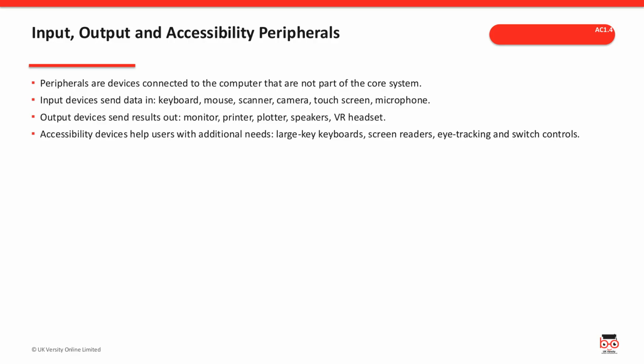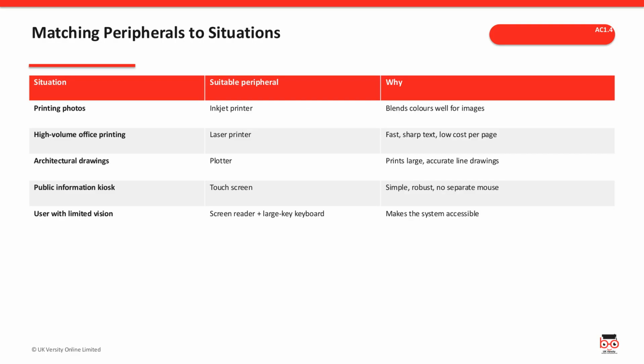And accessibility devices open the machine up to users with additional needs, things like large key keyboards, screen readers, eye tracking, and switch controls. Choosing a peripheral really comes down to the job in front of you. Printing photos. An inkjet blends colors beautifully. High-volume office printing. A laser is fast, sharp, and cheap per page.